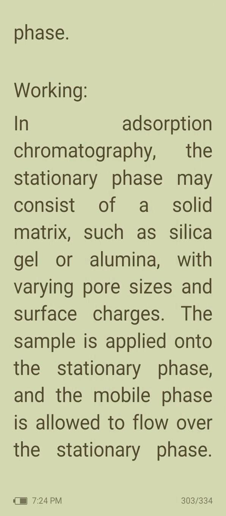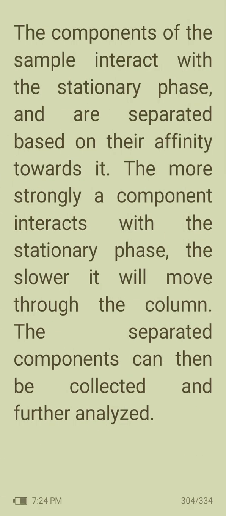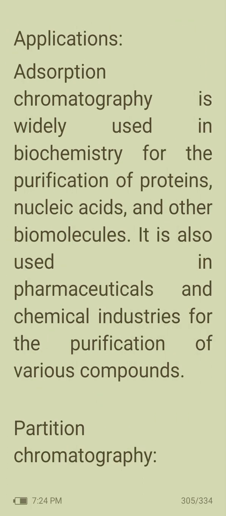In adsorption chromatography, the stationary phase may consist of a solid matrix such as silica gel or alumina with varying pore sizes and surface charges. The sample is applied onto the stationary phase, and the mobile phase is allowed to flow over it. The components of the sample interact with the stationary phase and are separated based on their affinity towards it. The more strongly a component interacts with the stationary phase, the slower it will move through the column. The separated components can then be collected and further analyzed.